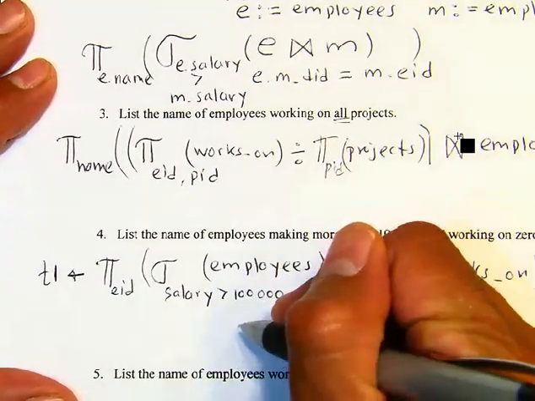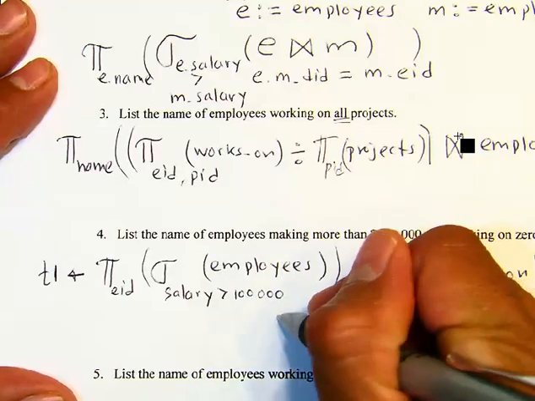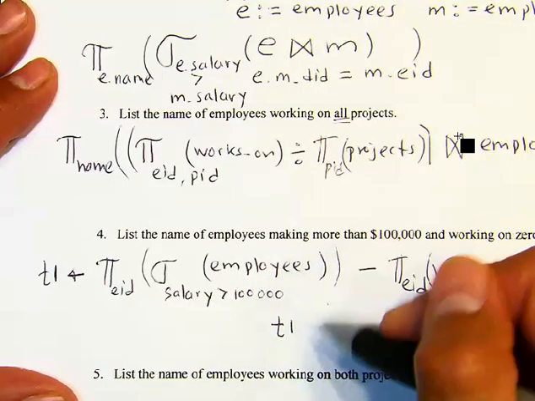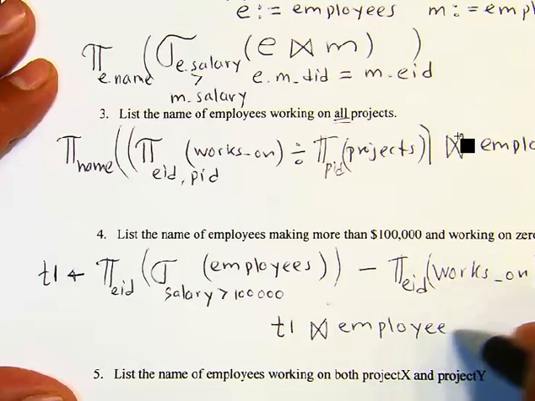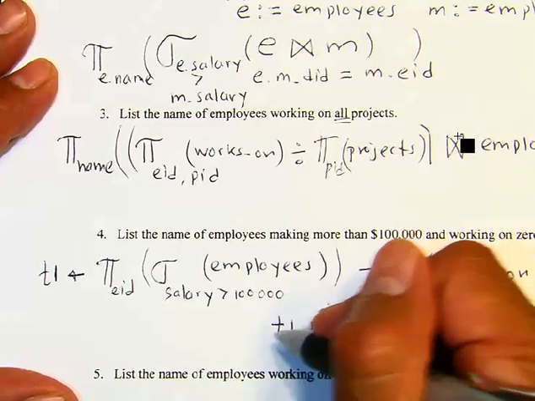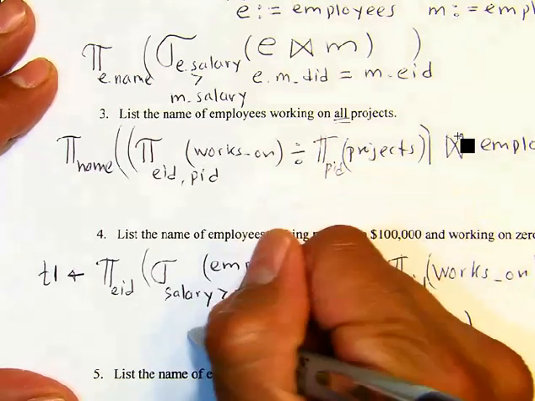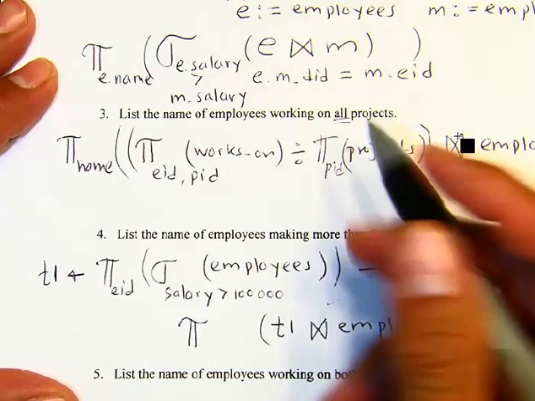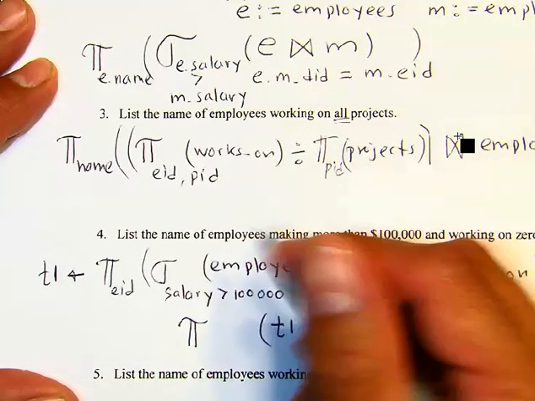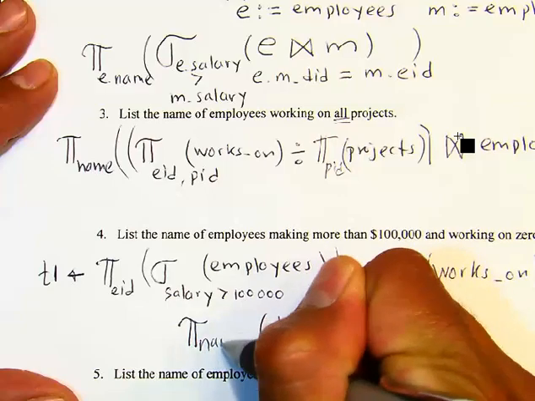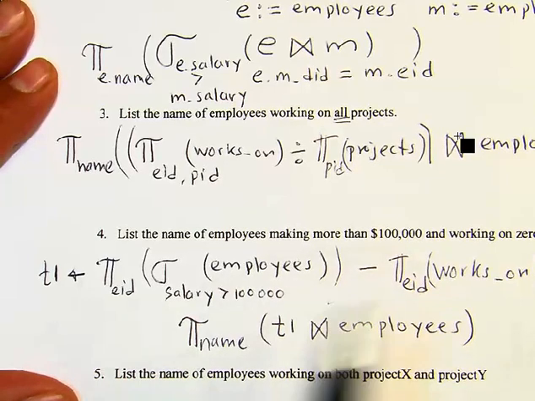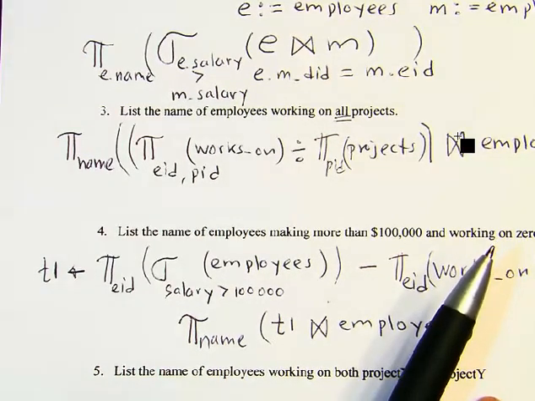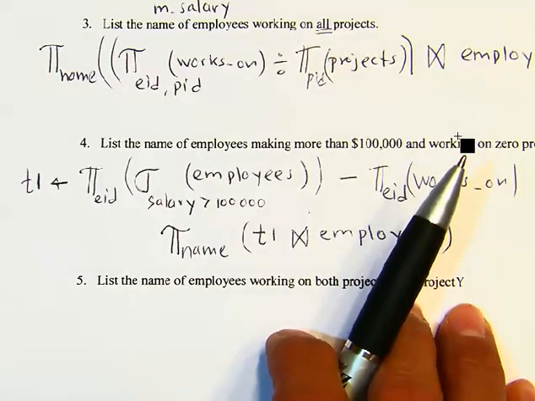So T1 has that, but I want the names, and the names are in the table employees. Then I will do T1 join with employees, and then here we can do the pi on the name. So this is the expression that is my answer. We can make an assignment to answer if we want it to be specific, but it's not really needed.